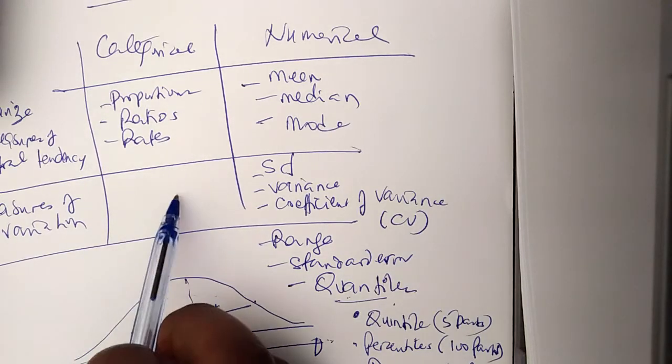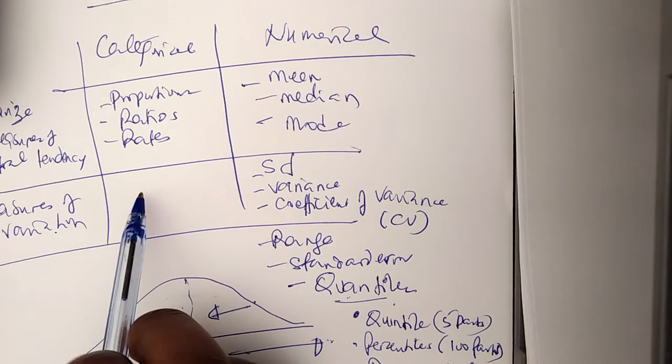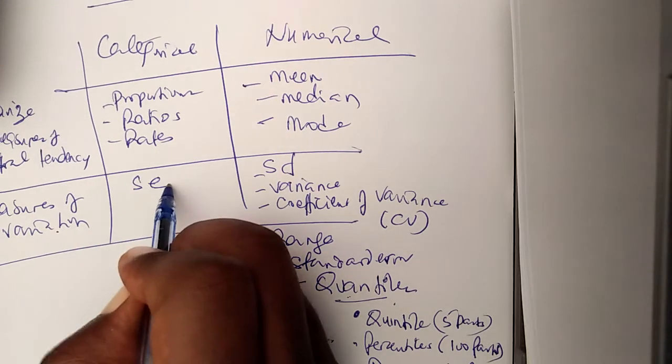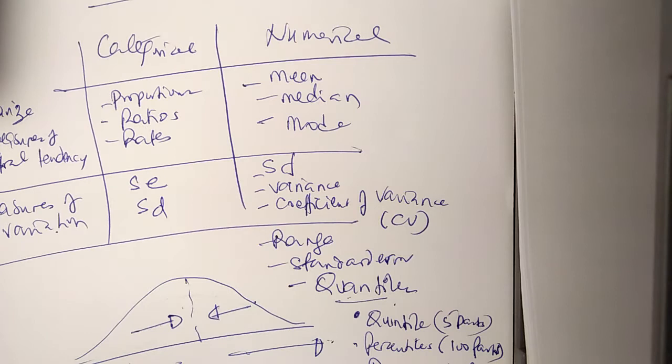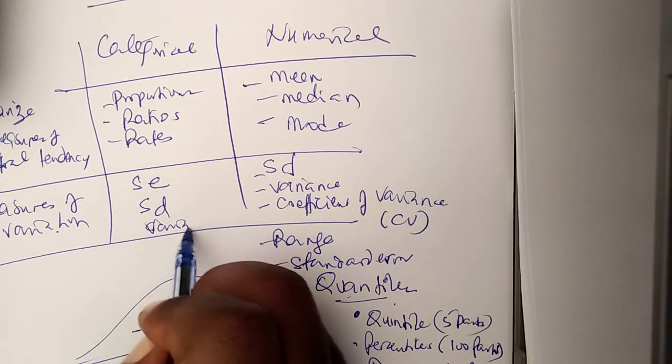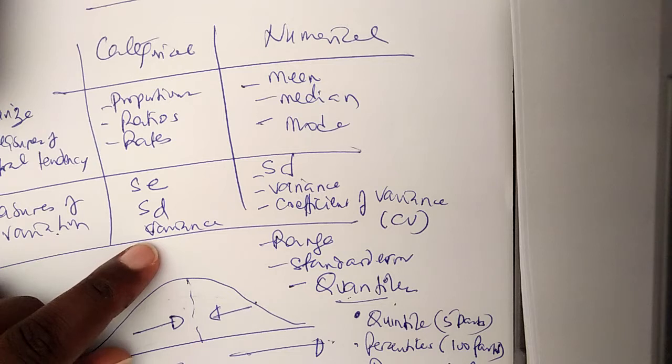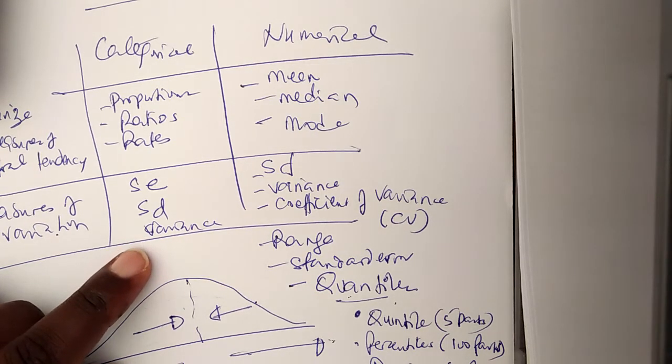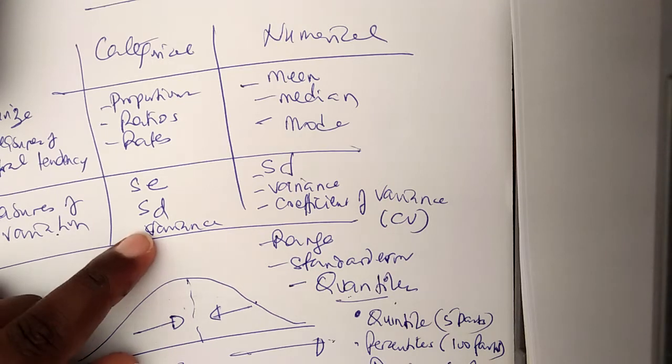So when it comes to measures of variation for categorical variables, we have the standard error most quite often, standard deviation, and variance. Though these are not always used, that's how we do measure. But we can't run quantiles for categorical variables. You see? Beautiful.